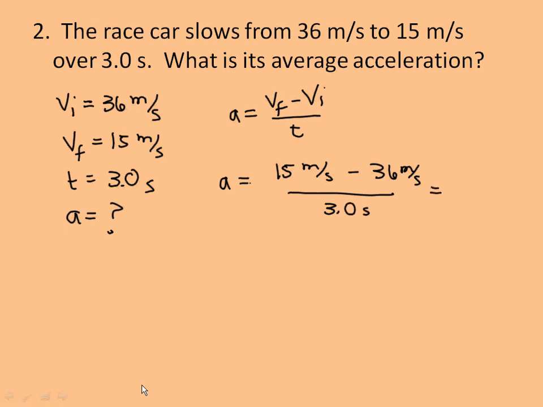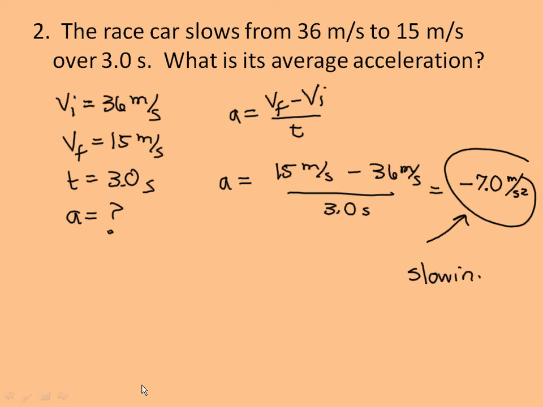Do your math and you get a value of negative 7, 2 sig figs, meters per second squared. This negative acceleration tells you that it's slowing. Okay, but you can also say it's decelerating. Slowing down.